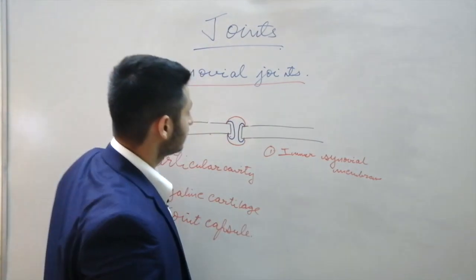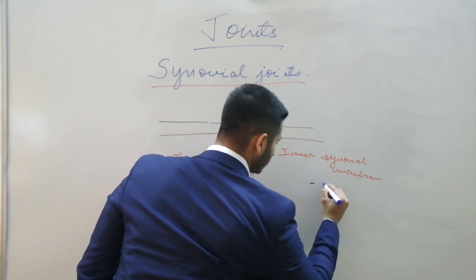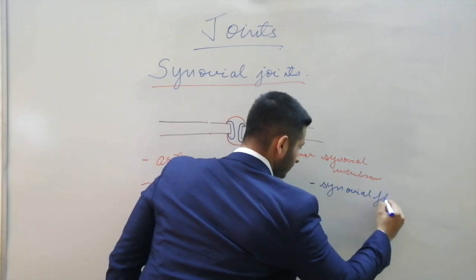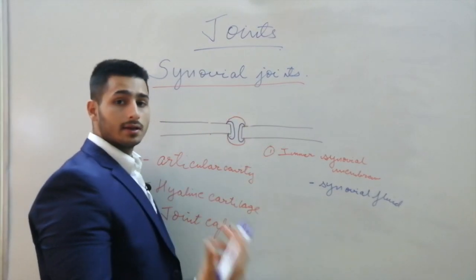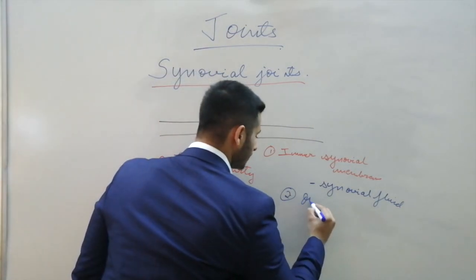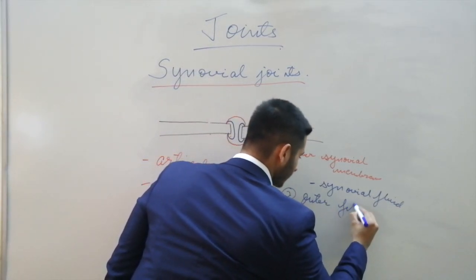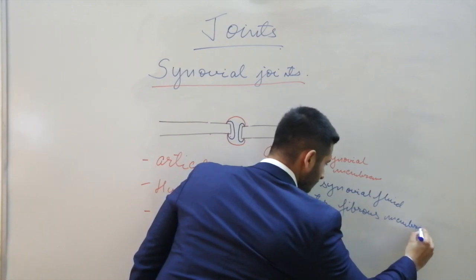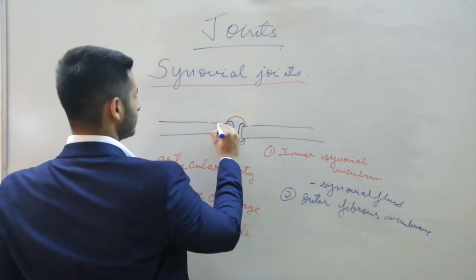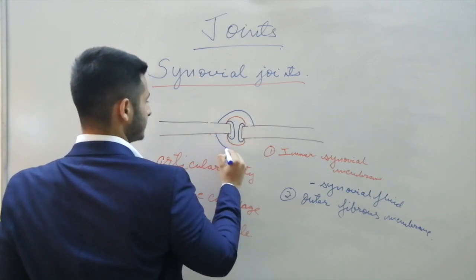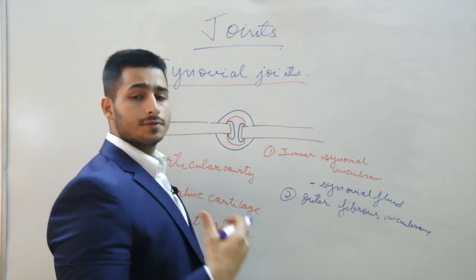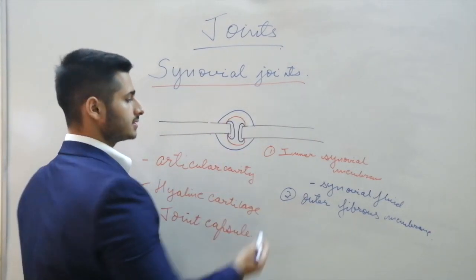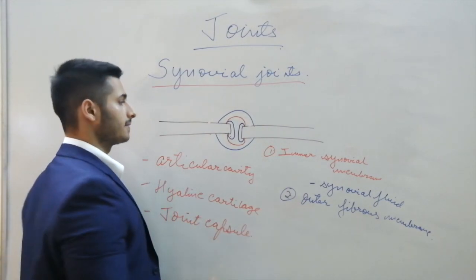Now, this inner synovial membrane also secretes a fluid known as the synovial fluid. This fluid helps in lubricating the joint. The second membrane is the outer fibrous membrane. This membrane is formed of dense connective tissue and stabilizes the joint. The joint capsule contains two membranes, the inner synovial membrane and the outer fibrous membrane.